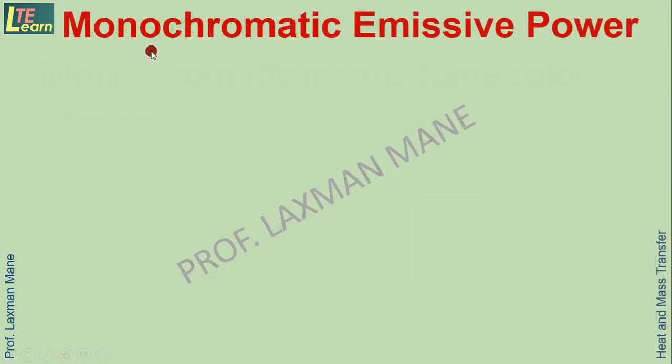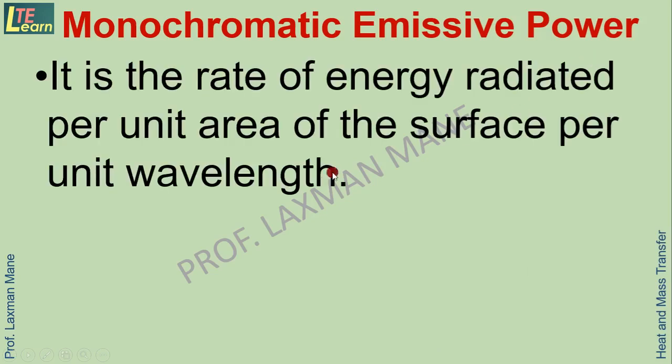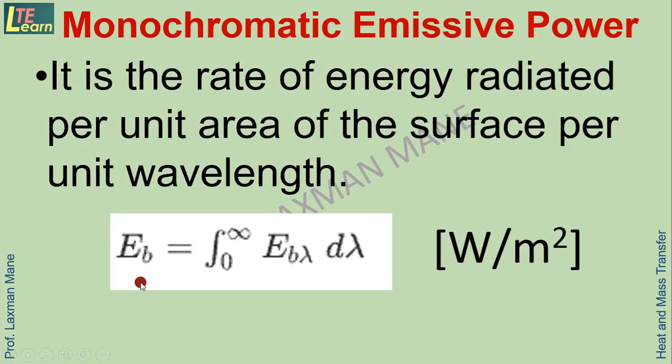So now we will see about monochromatic emissive power. It is the rate of energy radiated per unit area of the surface per unit wavelength. So it is given as EB. E is the emissive power and here we use this b for the monochromatic. So here it is equal to E_bλ into T. Lambda is used for the wavelength. So its unit is watt per meter square.